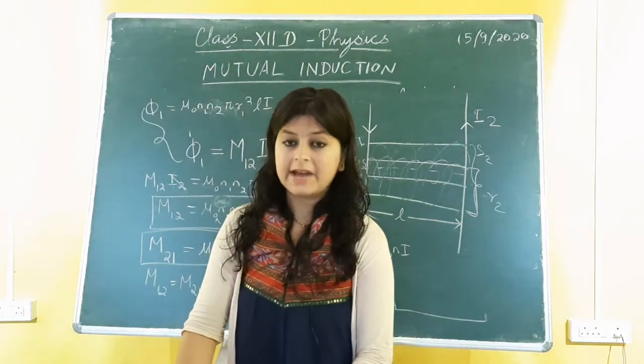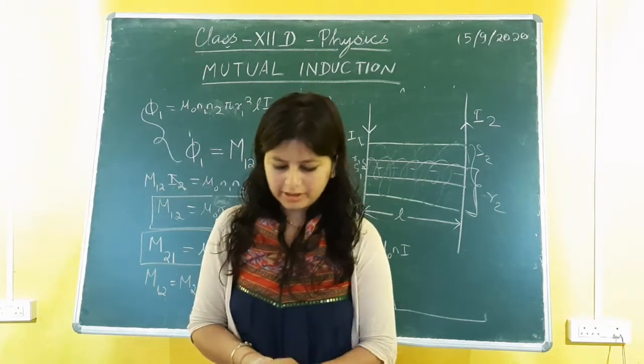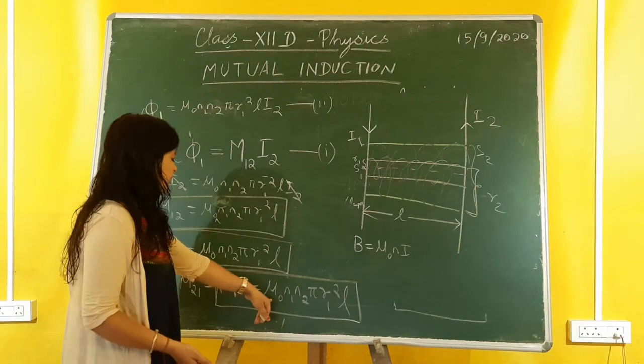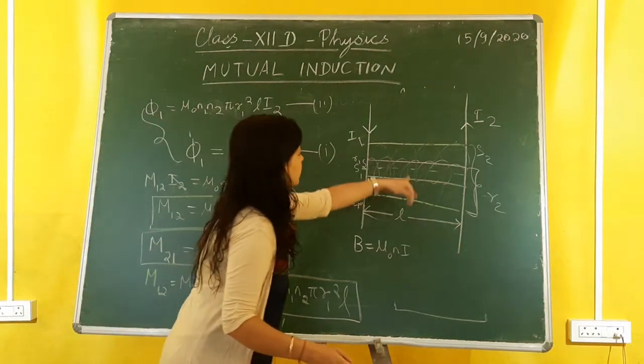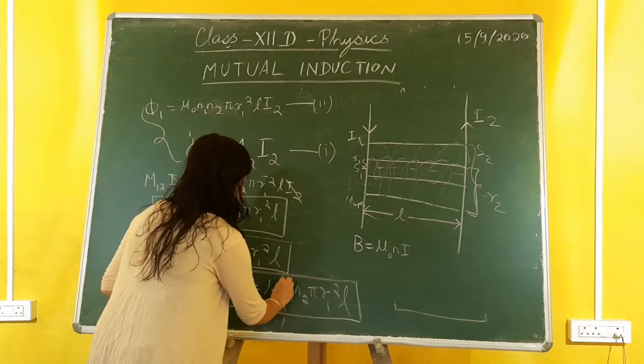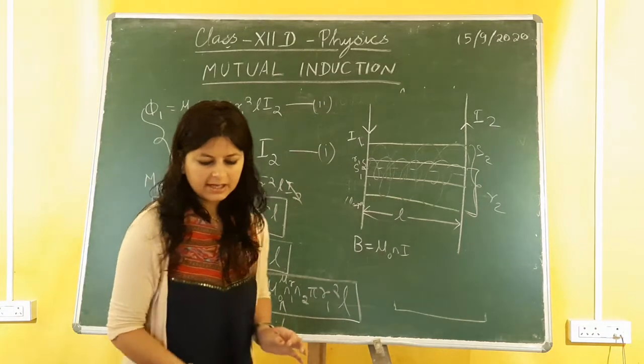Coaxial means they are having the same axis, and we are taking the inner solenoid and the outer solenoid, okay. Again, if you replace the material inside these solenoids by any other material apart from vacuum, then this will come to mu naught into mu r and the expression remains the same, okay.